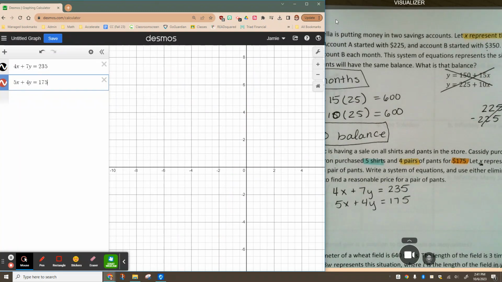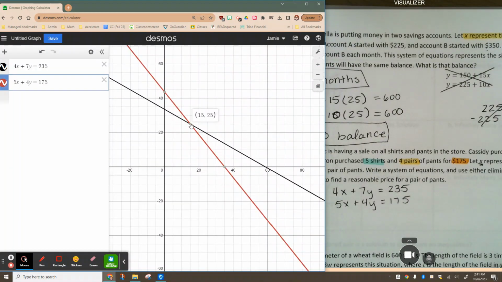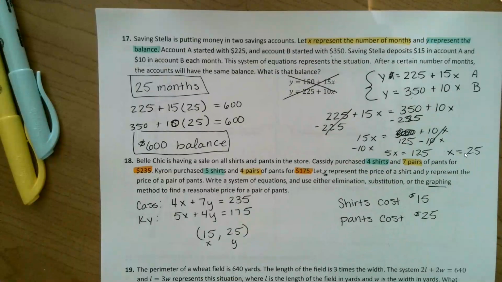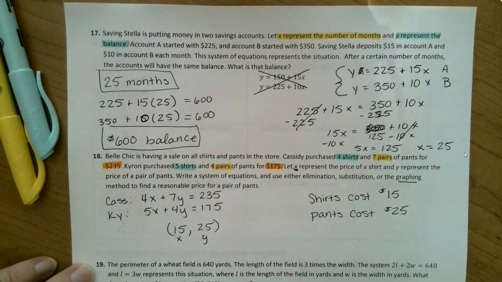Okay, obviously we cannot see this, but that's okay. I'm going to zoom out. They intersect at (15, 25). That is my ordered pair. This would be my X, this would be my Y. So shirts cost $15 and pants cost $25. Again, you can substitute, you can eliminate, you can graph. I don't mind whichever one you want to do. So shirts are 15, pants are 25.